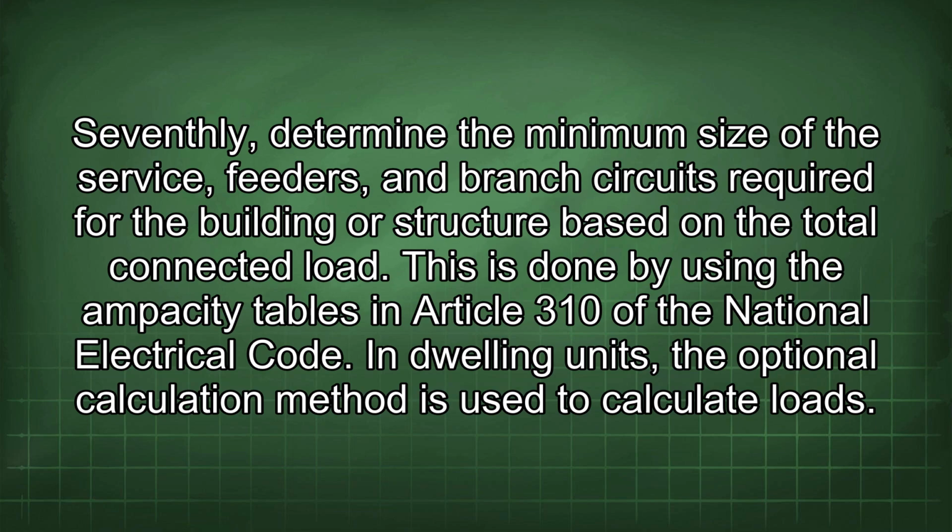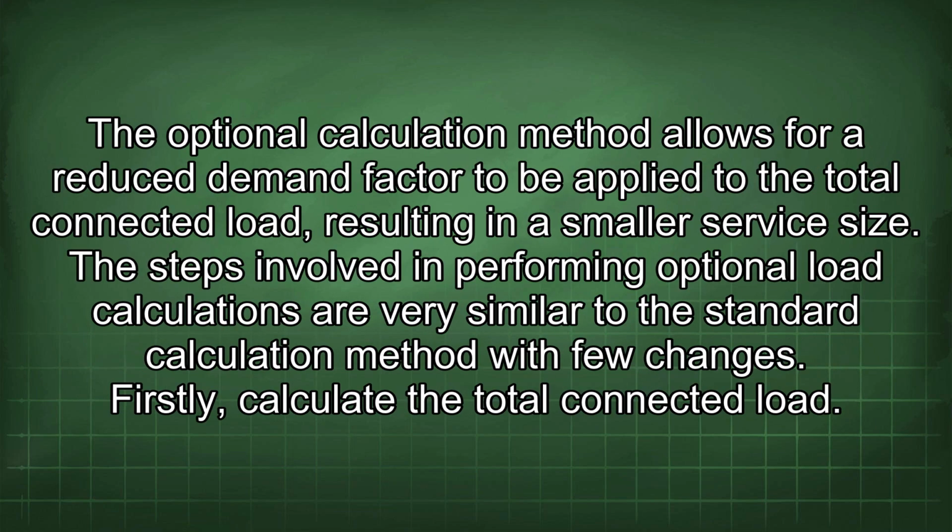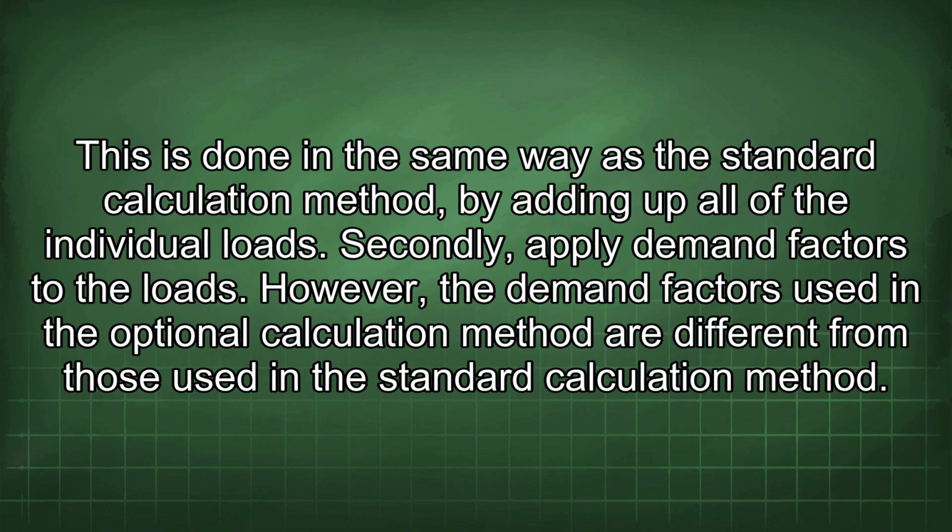In dwelling units, the optional calculation method is used to calculate loads. The optional calculation method allows for a reduced demand factor to be applied to the total connected load, resulting in a smaller service size. The steps involved in performing optional load calculations are very similar to the standard calculation method with few changes. Firstly, calculate the total connected load. This is done in the same way as the standard calculation method, by adding up all of the individual loads.